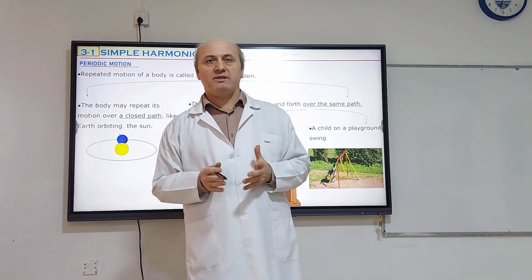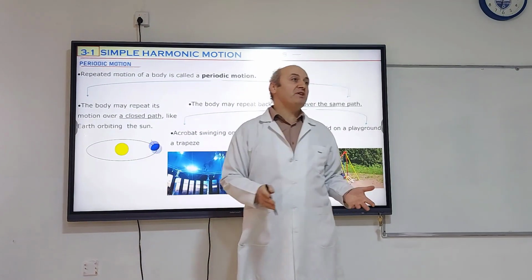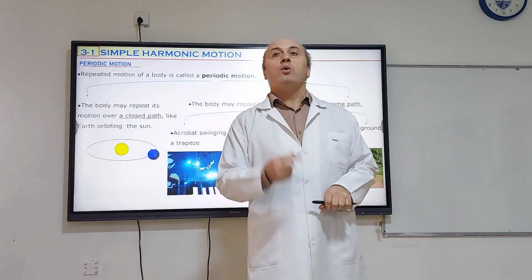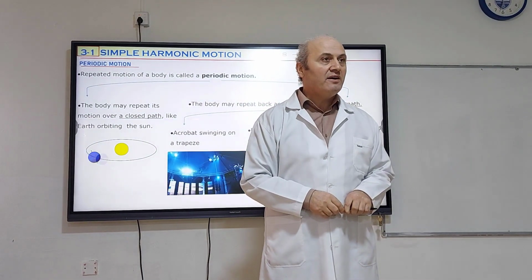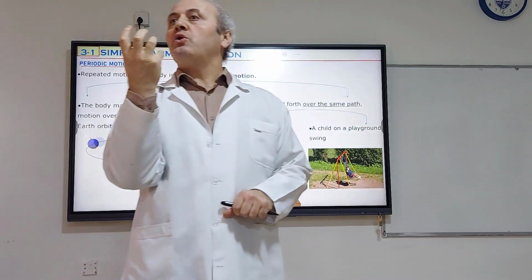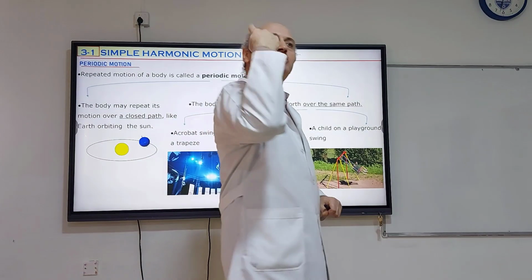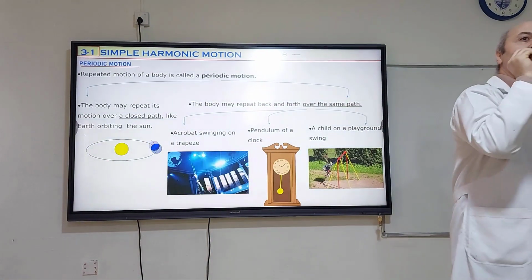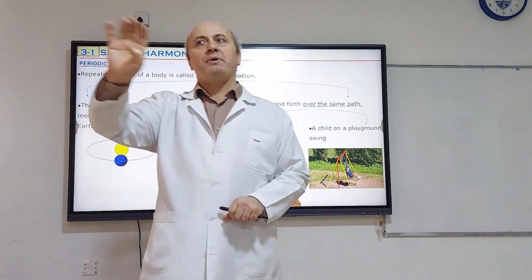is called periodic motion. Earth's motion around the sun is periodic motion because Earth completes one revolution in 365 days. And after each 365 days, Earth comes to the same position around the sun. That's why the motion of the Earth around the sun is a periodic motion. All types of circular motions are periodic motions.